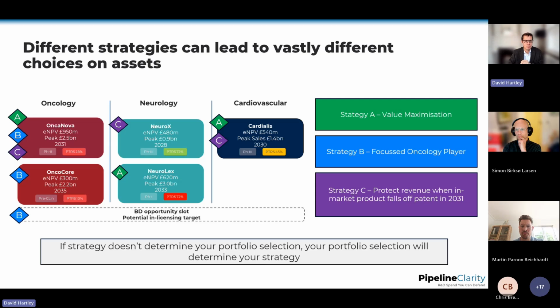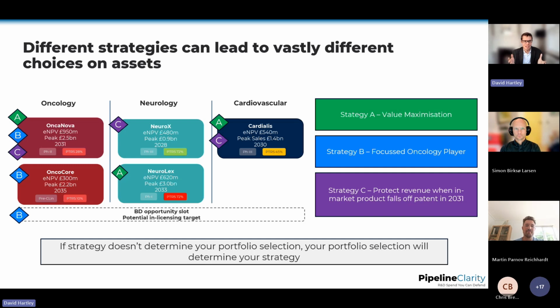If, on the other hand, the strategy of Nexagen was that actually they wanted to transition now to be a focused oncology player, then clearly their choice might be to go for Onconova, Oncocore, and actually not spend the additional 100 million, but look for BD opportunities to bring in the oncology space.